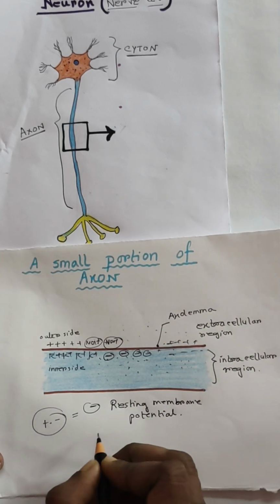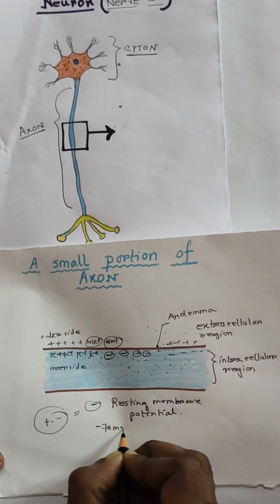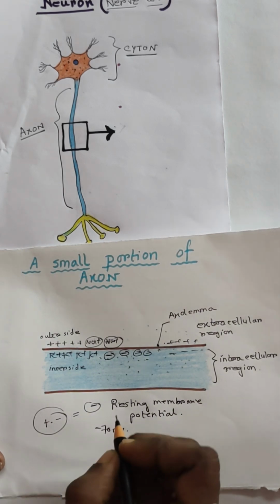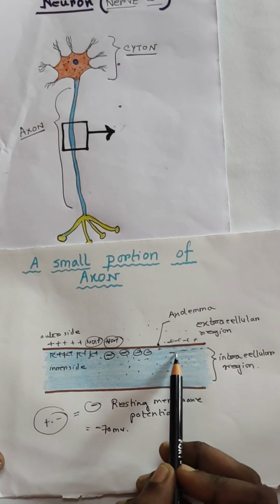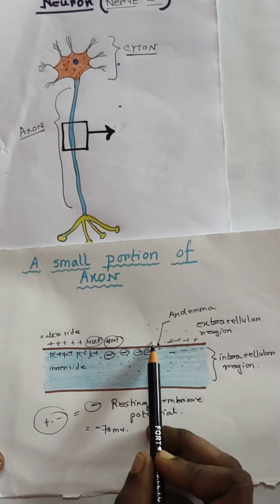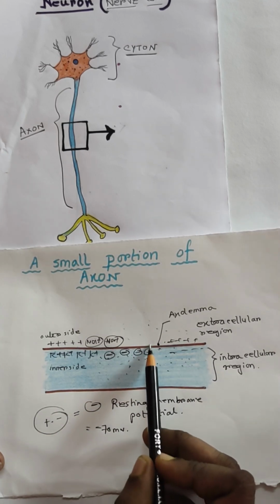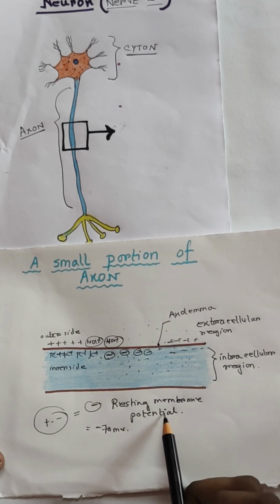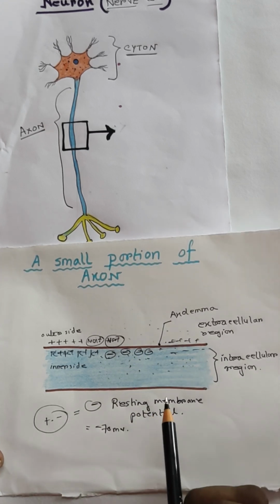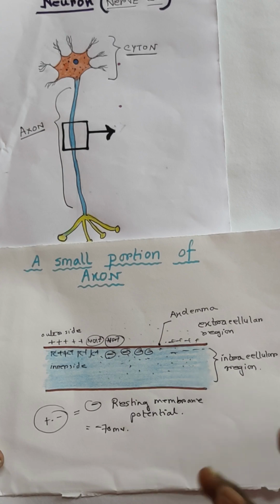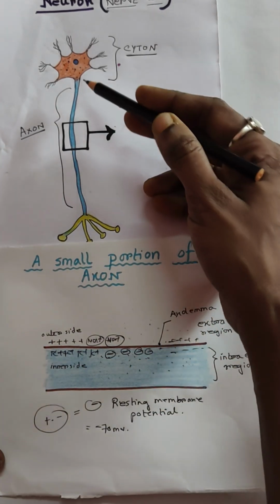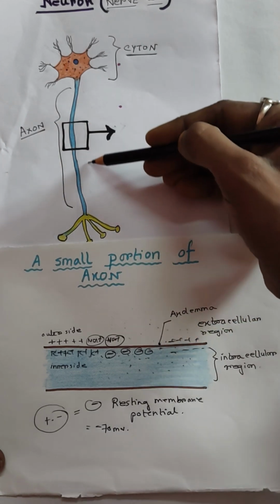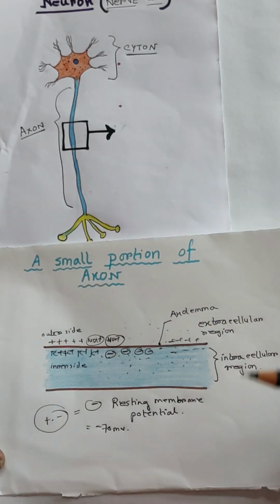Its value is minus 70 millivolt. That means negativity is more than the positivity. So this charge separation, these charge differences, is called the resting membrane potential. And that is actually the action potential. These charge differences occur throughout the length of the axon, and that is called the action potential. That action potential helps the nerve impulse to conduct.